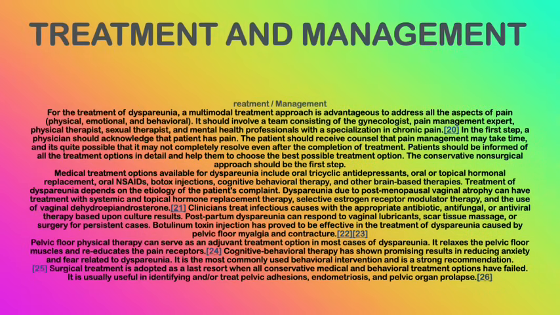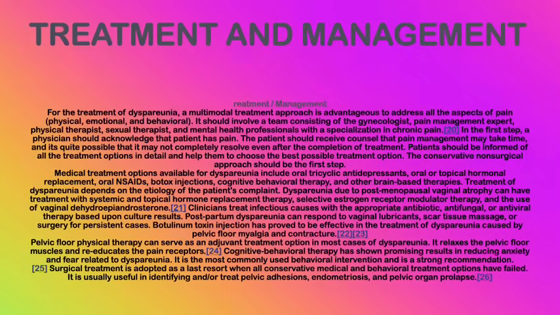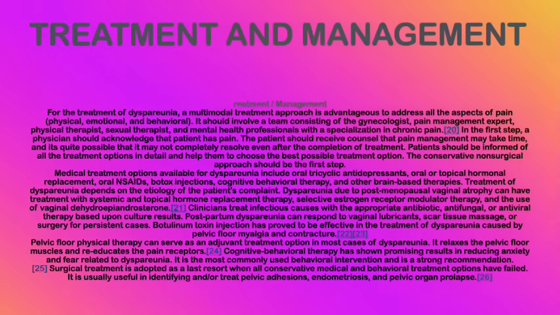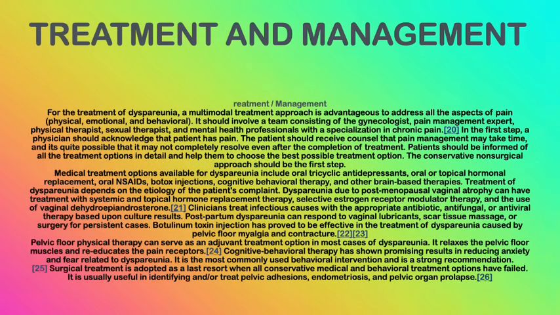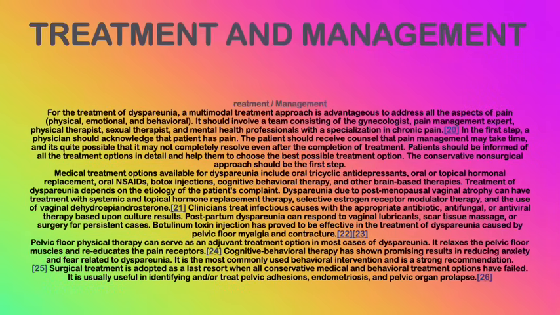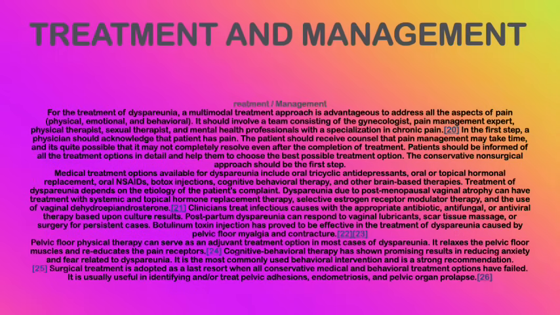Treatment of dyspareunia depends on the etiology of the patient complaint. Dyspareunia due to postmenopausal vaginal atrophy can be treated with systemic and topical hormone replacement therapy, selective estrogen receptor modulator therapy, and the use of vaginal dehydroepiandrosterone. Clinicians can treat infectious diseases with appropriate antibiotic, antifungal, or antiviral agent. Postpartum dyspareunia can respond to vaginal lubricant, scar tissue massage, or surgery for persistent cases.